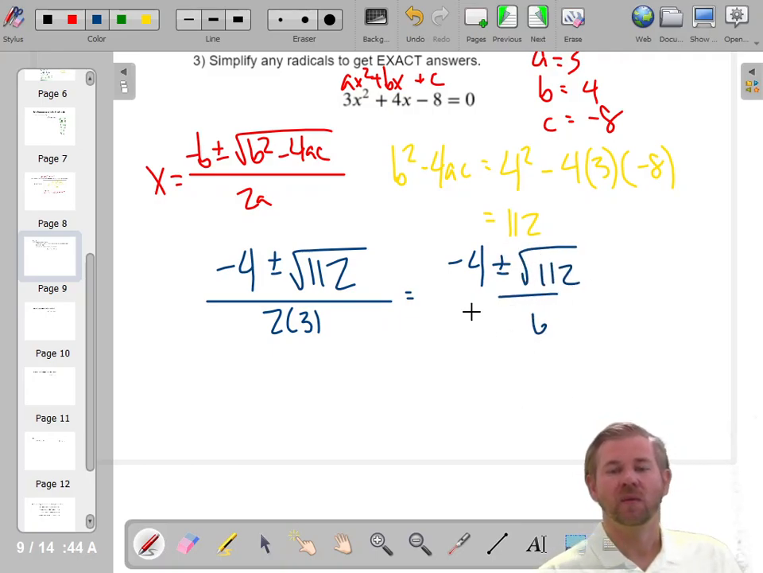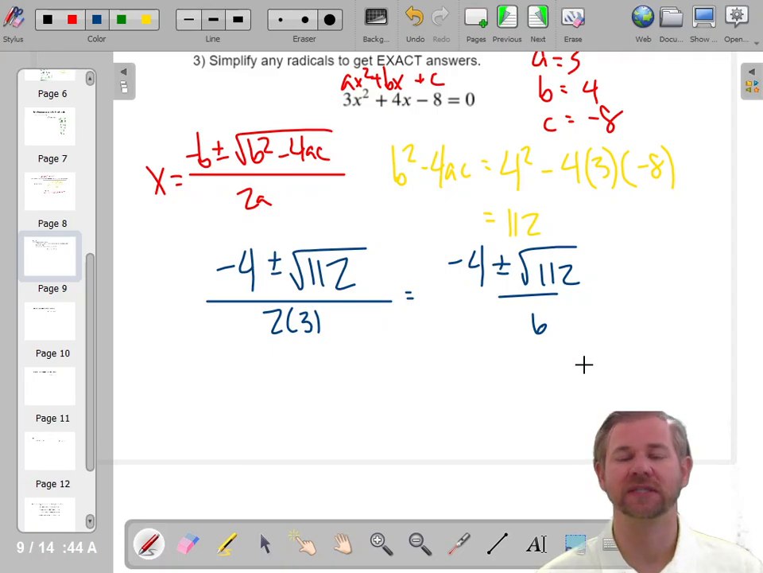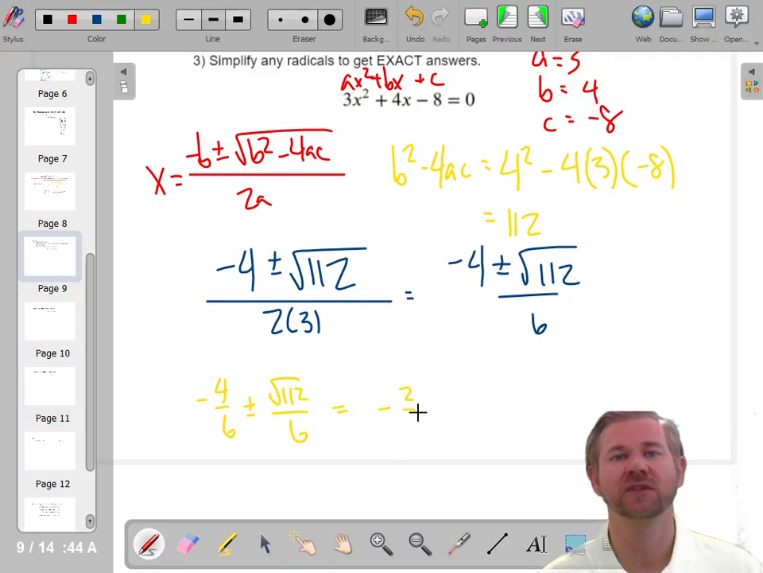When I actually write my answer now, the last thing I want to do, and we'll come back to these radicals like I said, is I want to divide everything by 6. So I'm going to write this as negative 4 over 6 plus or minus the square root of 112 over 6, which equals negative 2/3 plus or minus the square root of 1.